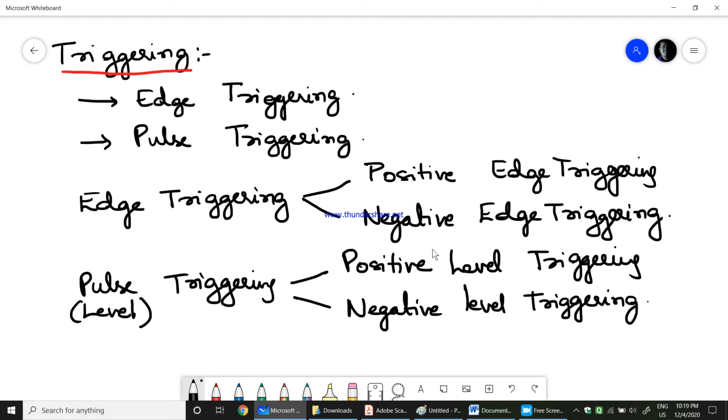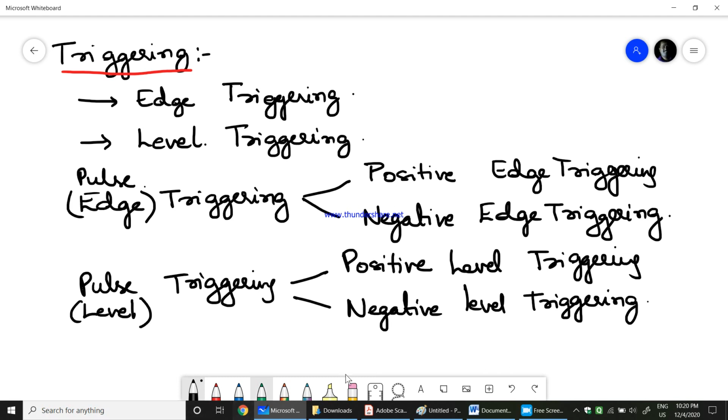So this is pulse level triggering, this is pulse edge triggering. We can have two types of edge triggering. One is positive edge triggering, the other one is negative edge triggering. Not only pulse, it is level actually. Pulse triggering is of two types, edge and level. So therefore you can say edge triggering and level triggering.